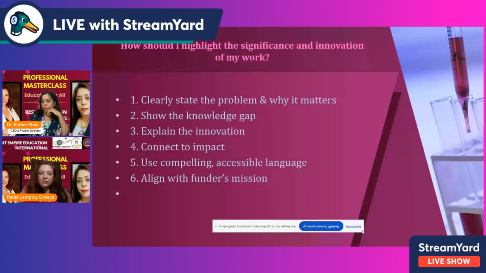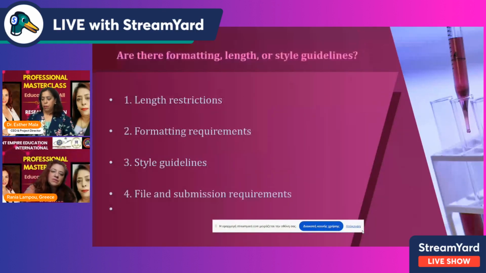Treat innovation and significance as your hook. Reviewers should finish reading your summary thinking, this is important, and this team is doing something genuinely new. So things like that. Of course, there are formatting, length, or style guidelines.